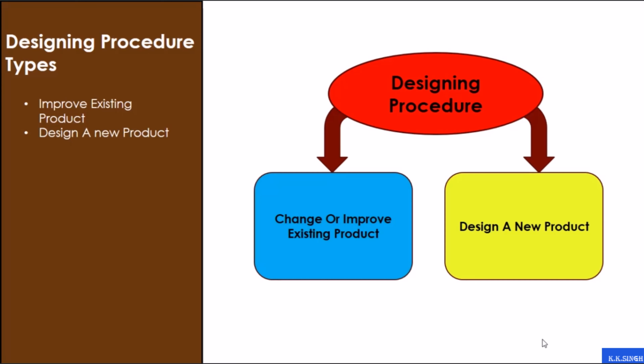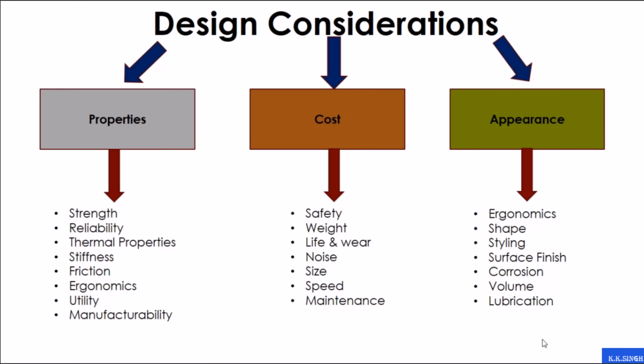In this process we have two types. One is where we are changing an existing product, or we are developing a new one. Before designing we need to take some considerations, depending upon the product or what other target. If we're going to change the properties, we should take these kinds of considerations.